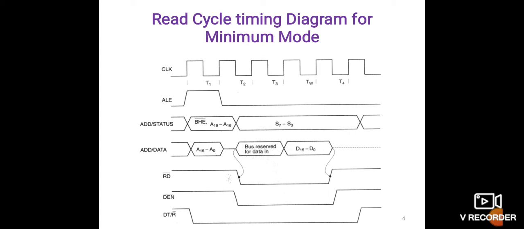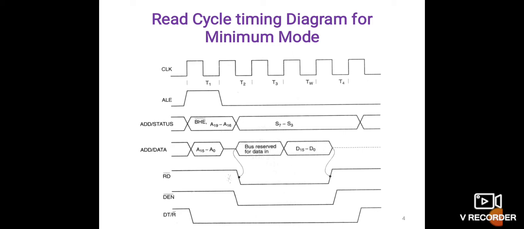And here the address latch enable is initialized in the first clock T state, and the address and status information is put out in the first T state, and the address is latched in the first T state. The status information is put up right from the second T state till the fourth T state, as well as the data, that is A15 to A0, latched in the first T state, and we have the data information almost at the end of the third T state till the fourth T state.